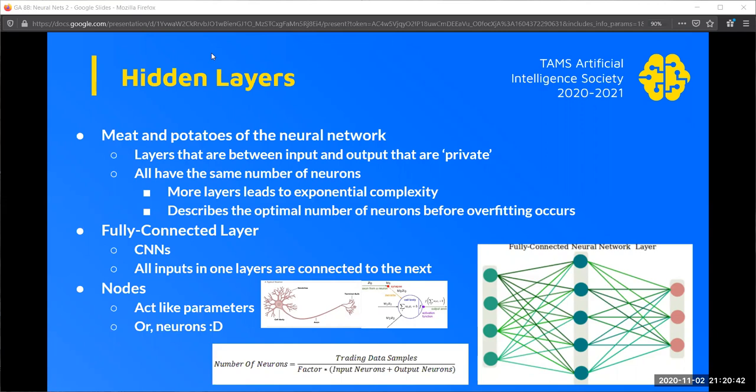So where does this happen in a neural network? It's in the hidden layers. For any given neural network, you'll have your hidden layers, and each layer will have the same number of nodes, but these grow exponentially in complexity. If you have 2 hidden layers, all of the nodes in those hidden layers can be connected together, like Tiffany said, a fully connected neural network.